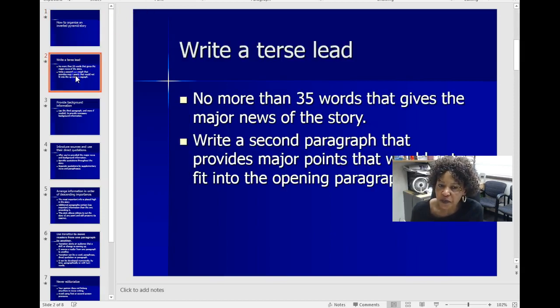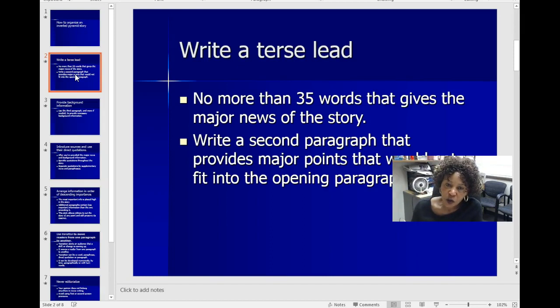So when we write an inverted pyramid, it's usually used for breaking news, for hard news, meaning news that are about immediate things that we need to get out there. So it's almost as if we're in a hurry to get the news out.